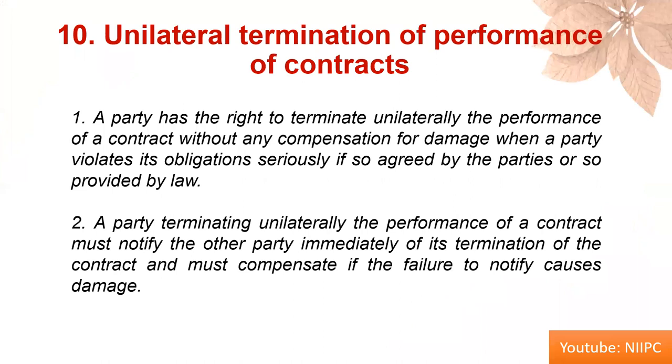Now we talk about unilateral termination of performance of a contract. A party has the right to terminate unilaterally the performance of a contract without any compensation for damage when the other party violates obligations seriously, if so agreed by the parties or so provided by law. Second, a party terminating unilaterally the performance of a contract must notify the other party immediately of the termination and must compensate if the failure to notify causes damage.